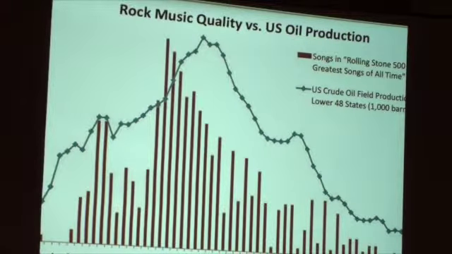Well, just on its face, I don't really think that the number of songs in the Rolling Stone 500 greatest songs of all time particularly predicts crude oil field production in the US, which, given that one goes down before the other, seems to be possibly what someone may be trying to make you infer. But this is actually a really common type of visualization.